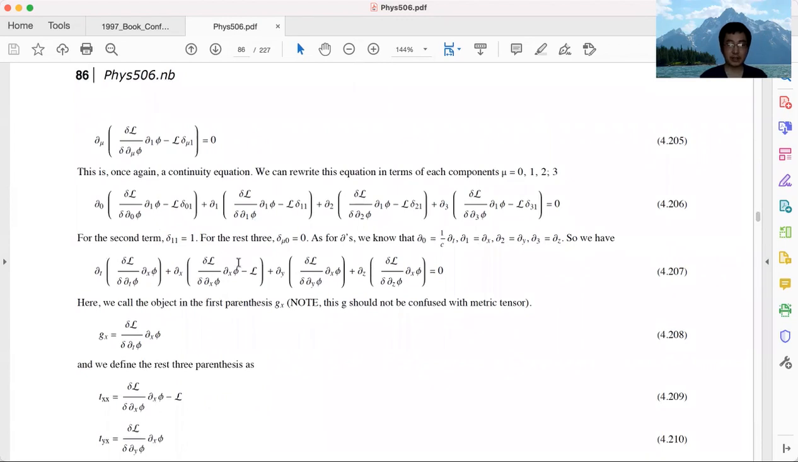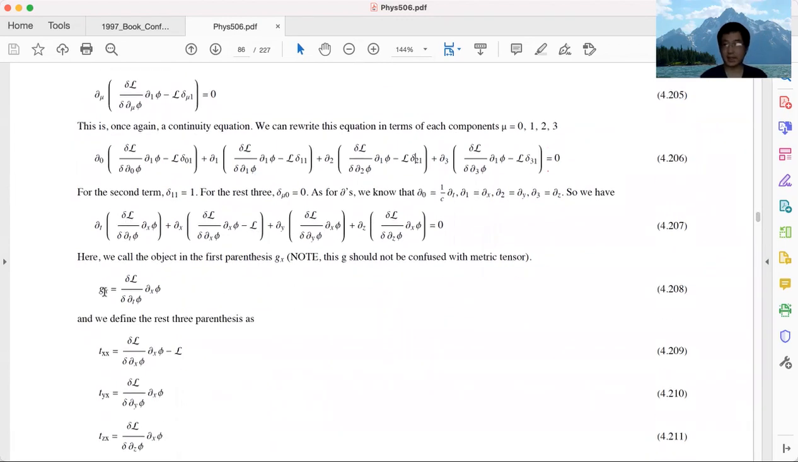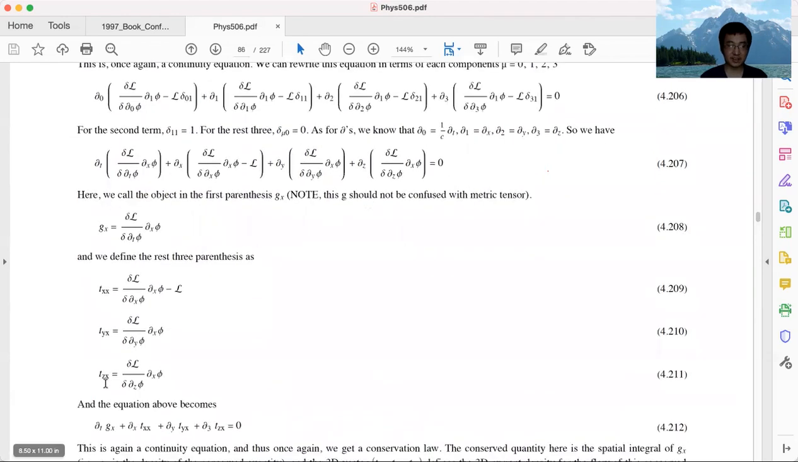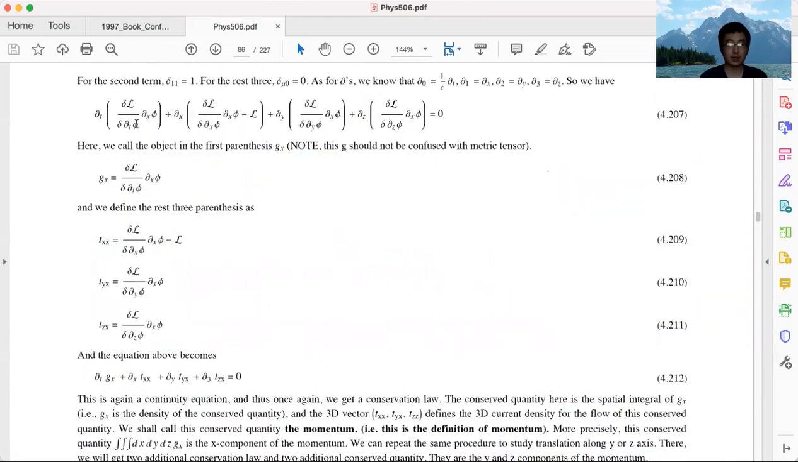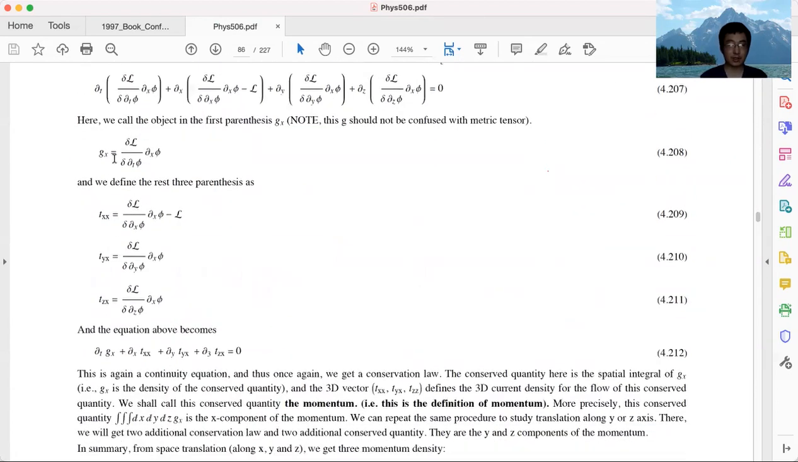Again, I give every single object inside this parenthesis a name. The first one, I call it gx. The second one, I call it txx. This one, I call it tyx. This one, I call it tzx. We just gave each of these terms a name. Once I give each of these terms a name, the same equation can now be written in a much more compact formula, that is partial t gx equals partial x txx, partial y tyx, partial z tzx.